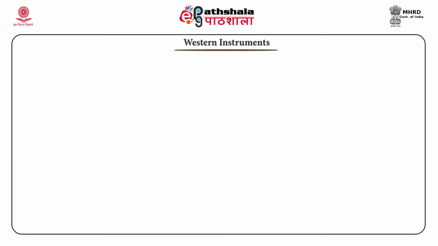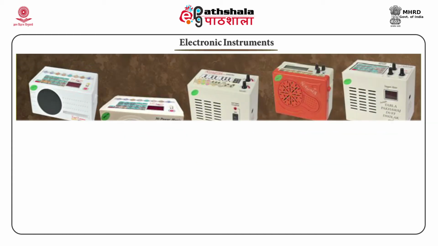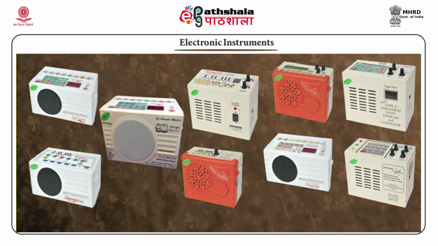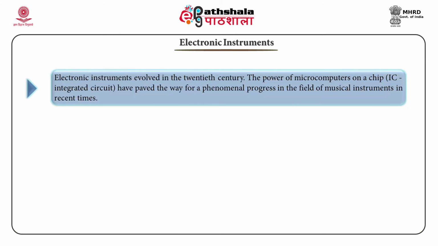Western instruments. Many Western instruments have been adapted in Hindustani classical music like violin, harmonium, guitar, clarinet and saxophone. There are some electronic instruments also which are a part and parcel of Hindustani music now. Electronic instruments evolved in the 20th century. The power of the microcomputer on a chip, the IC or integrated circuit, has paved the way for phenomenal progress in the field of musical instruments in recent times.